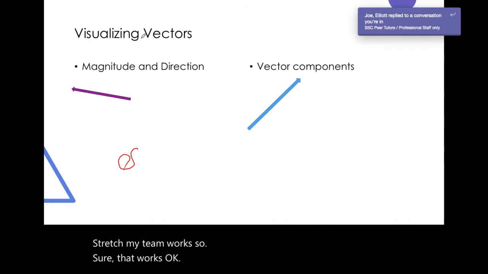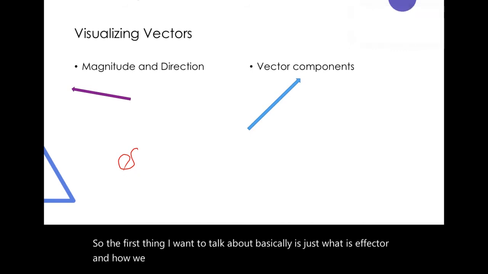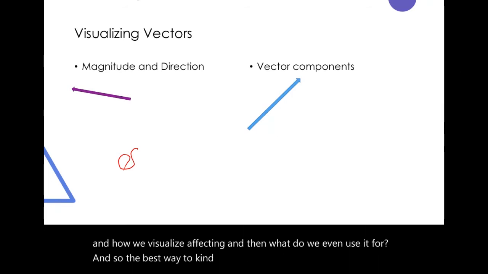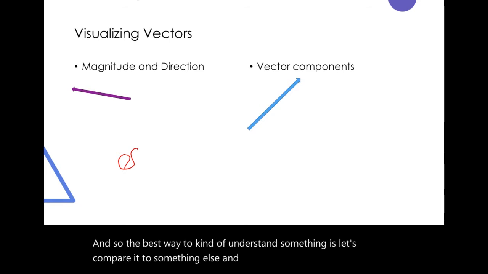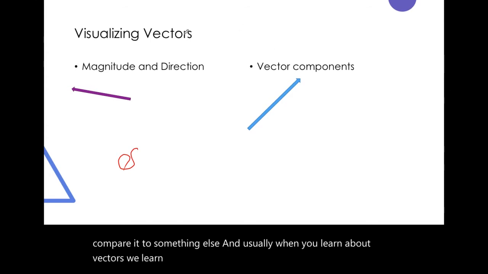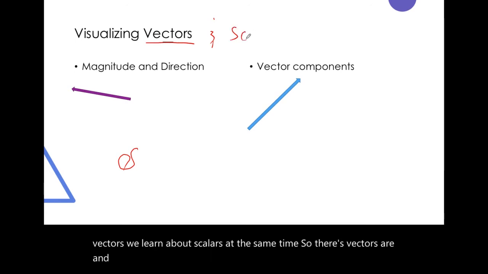So the first thing I want to talk about is what is a vector, how we visualize a vector, and what we even use it for. The best way to understand something is to compare it to something else, and usually when you learn about vectors, we learn about scalars at the same time. So there's vectors, and there's scalars.